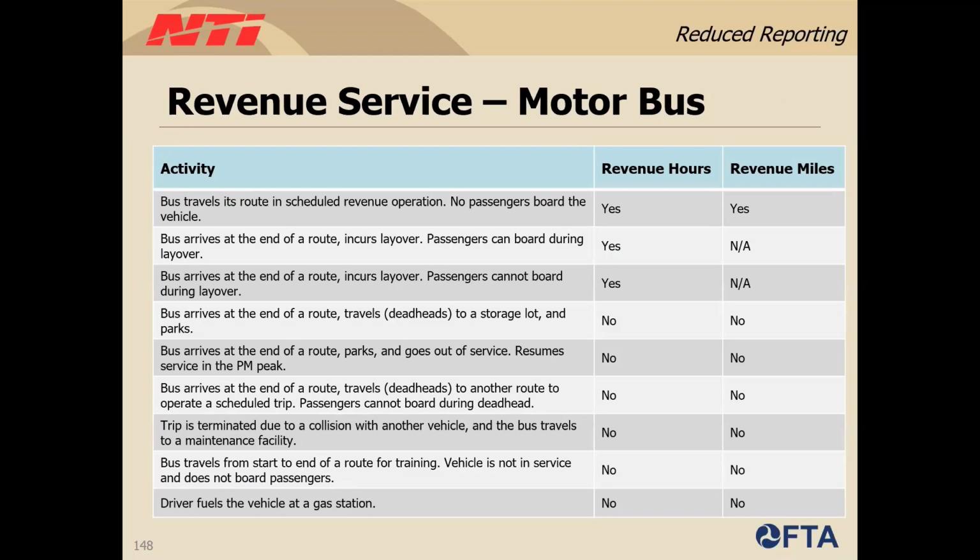This next table outlines examples of revenue service for a bus mode. When the bus is traveling on its route during scheduled revenue operation, this will be considered vehicle revenue hours and revenue miles, even if passengers do not board the vehicle. On the fourth row, there is an example of deadhead. Once the bus arrives at the end of the route and deadheads back to the storage lot to park, this is not considered revenue service. You can reference these tables for both demand response and bus in the policy manual starting on page 69.